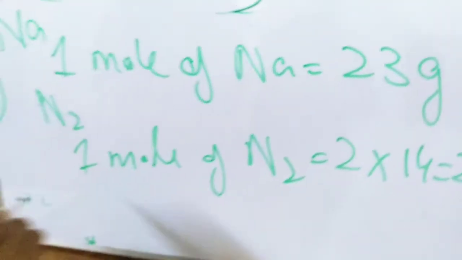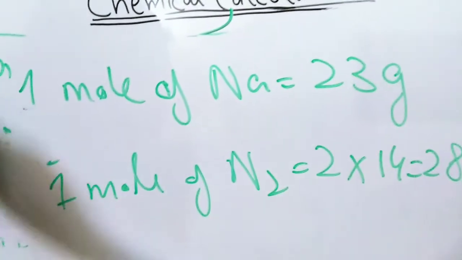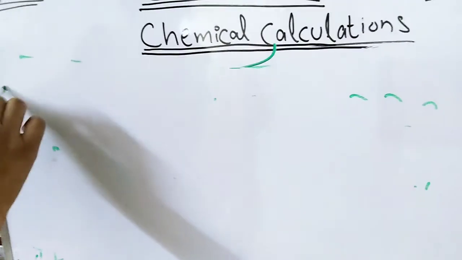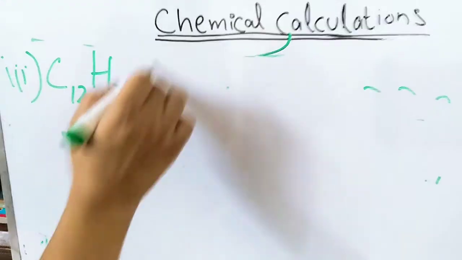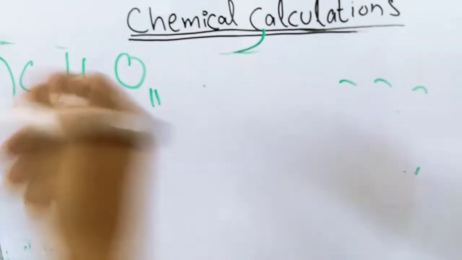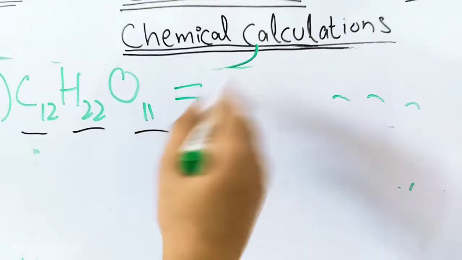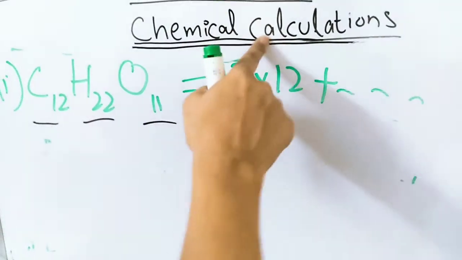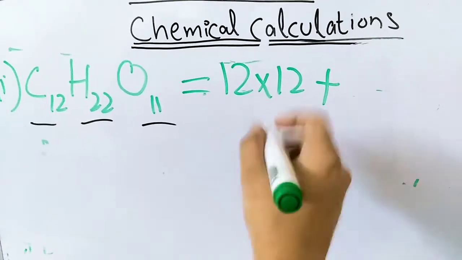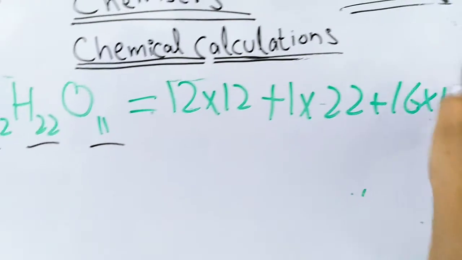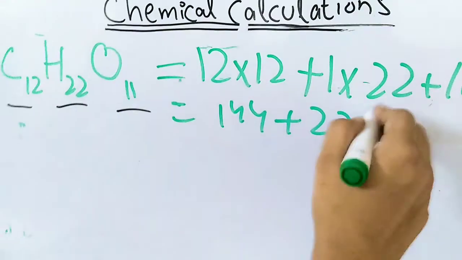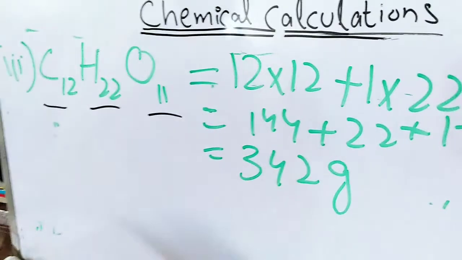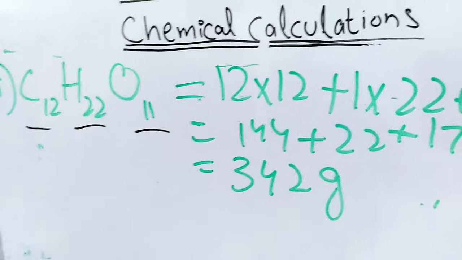Now the third example is the molecule sucrose, C12H22O11. Firstly, we separate the atoms: carbon, hydrogen, oxygen. 12 multiplied by 12 plus 1 multiplied by 22 plus 16 multiplied by 11. There is no need to write again and again the 1 mole mass of this molecule. Then 144 plus 22 plus 176, and we add them, and it would be 342 gram.